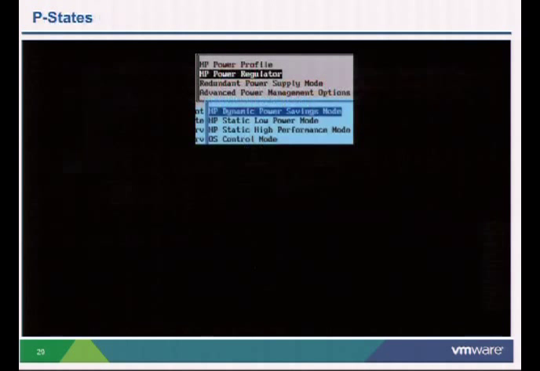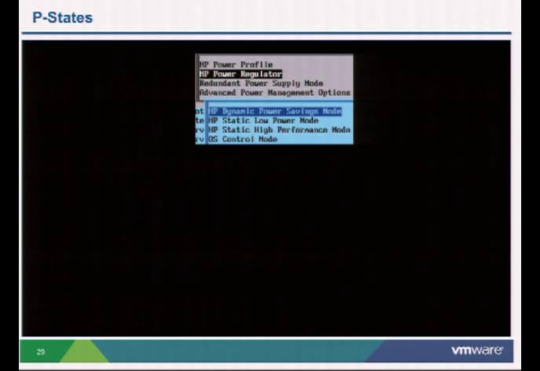To give you an example, if you go to your HP machine, they have a BIOS option that looks something like this. You can go to the power regulator option and say, HP, you manage power for me in the BIOS. Don't expose anything to the operating system. That's option 1, HP dynamic power savings.